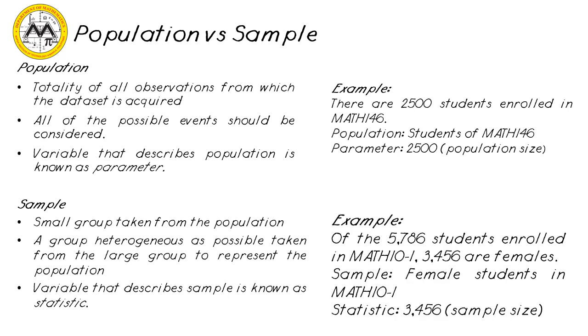Example, out of the 5,786 students enrolled in Math 10-1, 3,456 are females. So the sample is the female students in Math 10-1 and the statistic is 3,456. So from the population, you obtain a small group, and that small group, the sample, is a representation of the population.